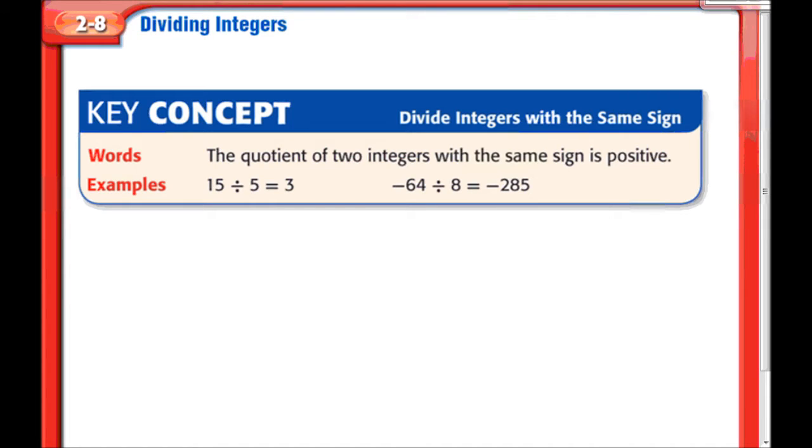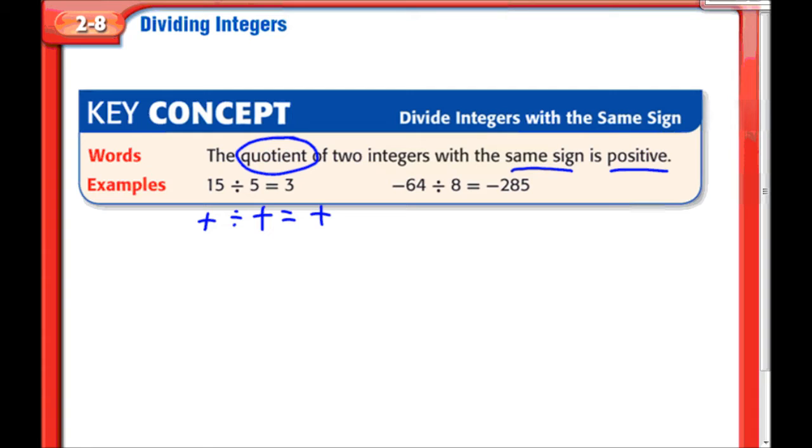Here's our other one. So now the quotient, again the answer when you divide, of two integers with the same sign is going to be positive. So here we go. 15 divided by 5, again a positive divided by a positive is going to also equal a positive answer. That hasn't changed since you were little.